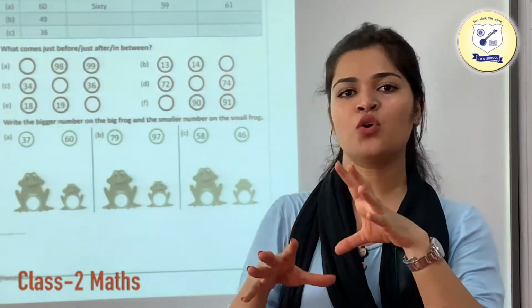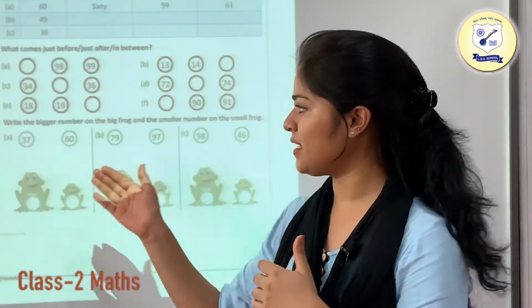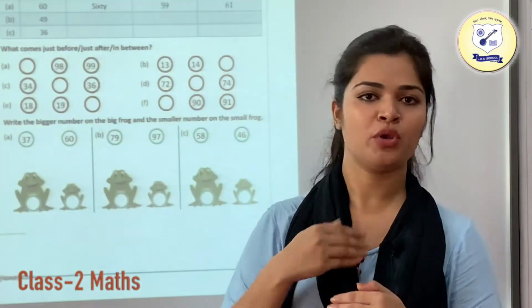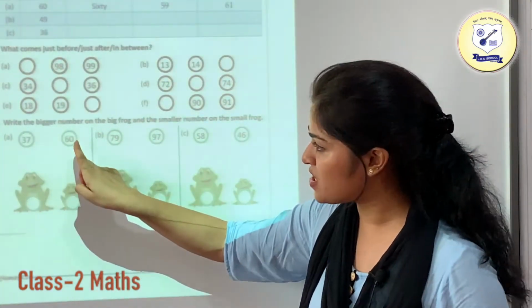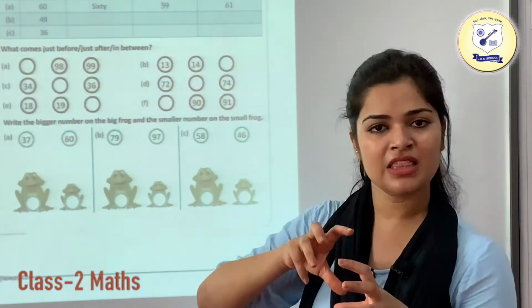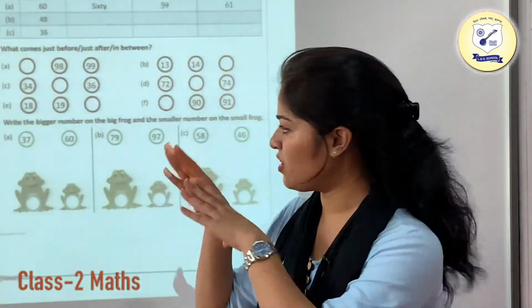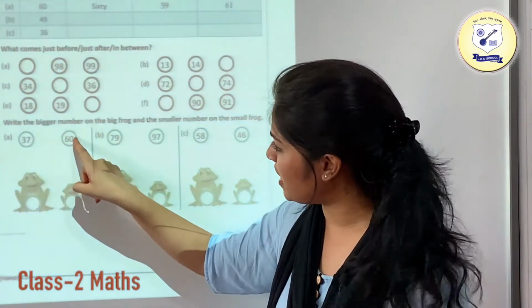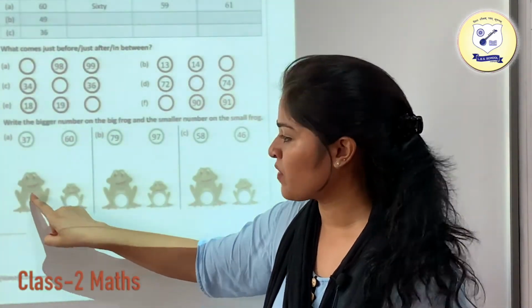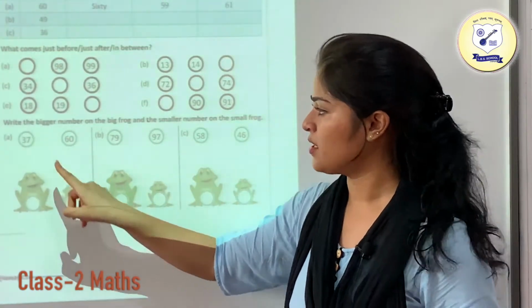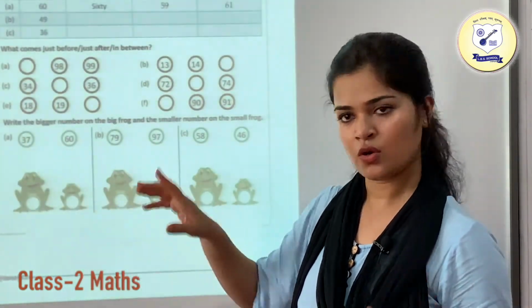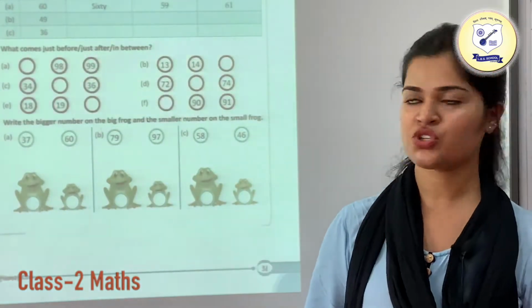Or you can directly go through the counting. As we know that 37 comes before that of the 60. So this 60 is going to be your larger number, and you just need to put this larger number in the larger frog. In these two frogs, this one is your bigger frog. So you just need to write this in the circle which is on the picture of that frog. Similarly, you just need to put this 37 in this circle. Okay. Now we'll move to the next question.